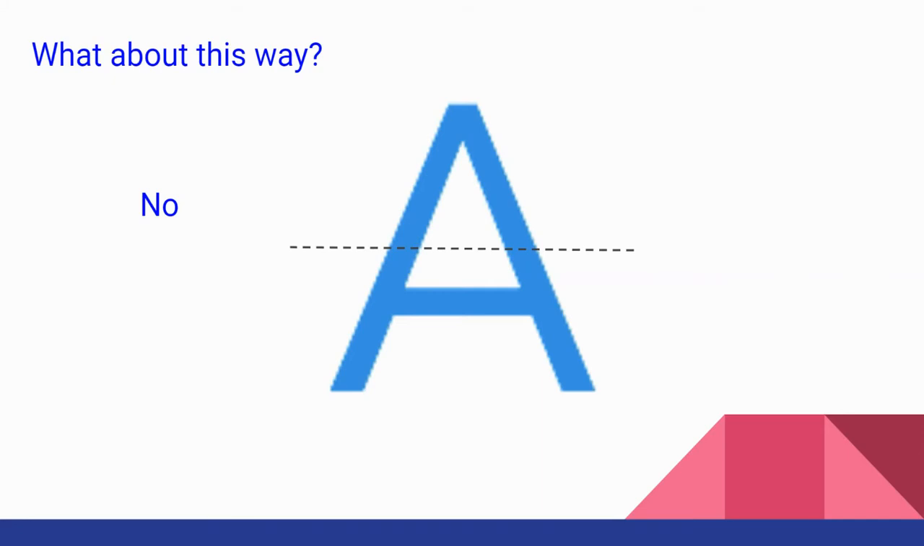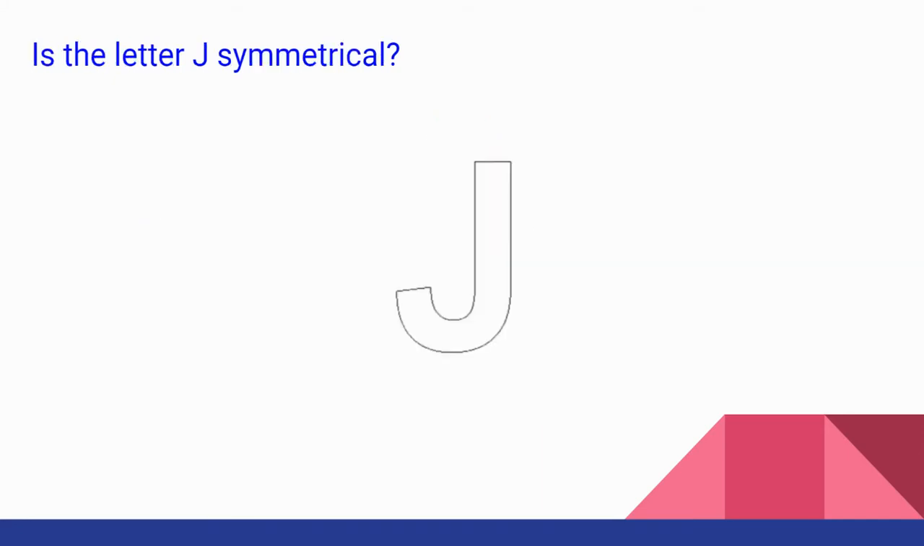Let's look at one more letter. Is the letter J symmetrical? Can we draw a line of symmetry anywhere on the letter J? So this way, no. This way, no. We could try, but I have a feeling that if we keep going, we will not find a place where it is symmetrical, where both sides are identical on the sides of a line of symmetry. So I would say the J is not symmetrical.